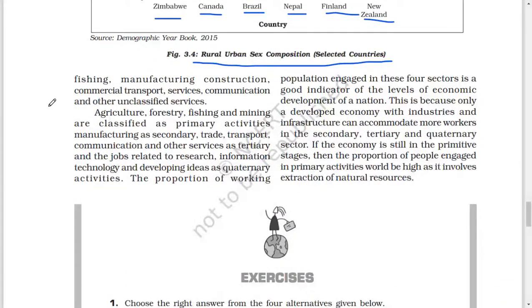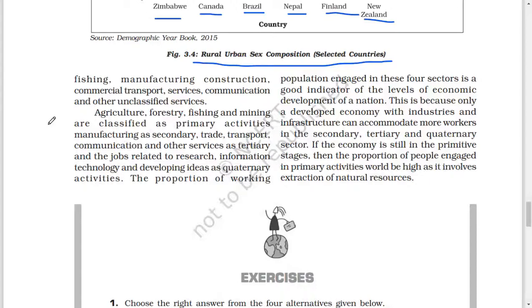Fishing, manufacturing, construction, commercial transport services, communication and other unclassified services, agriculture, forestry, fishing and mining are classified as primary activities. Manufacturing is secondary; trade, transport, communication and other services are tertiary; and jobs related to research, information technology and developing ideas are quaternary activities.